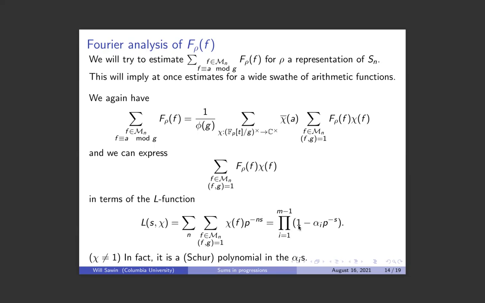And so, its constant term is 1, so you can write it as a product of 1 minus alpha i p to the minus s for some complex numbers alpha i. And so my claim is that, using the definition of the L function, you can express the sum of f rho against chi in terms of the alpha i's as a polynomial function of the alpha i's. And in fact, for rho an irreducible representation, this is going to be a very classical polynomial to study. It's a Schur polynomial. It's going to be a character of an irreducible representation of the general linear group arising by Schur-Weil duality.